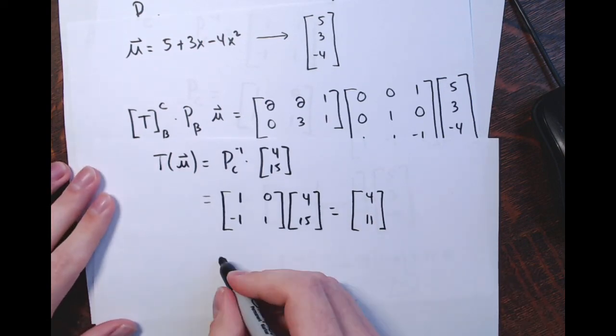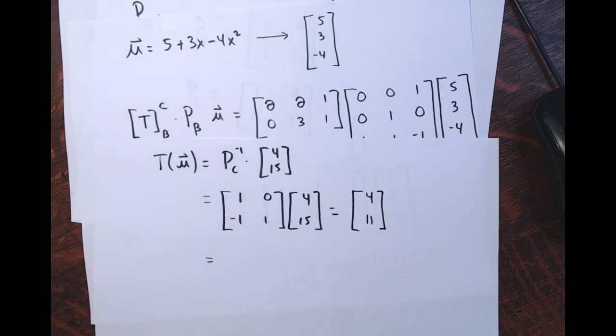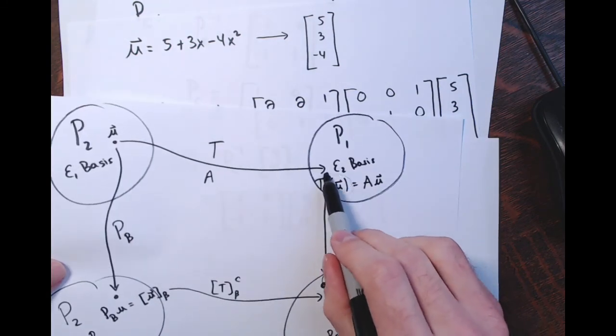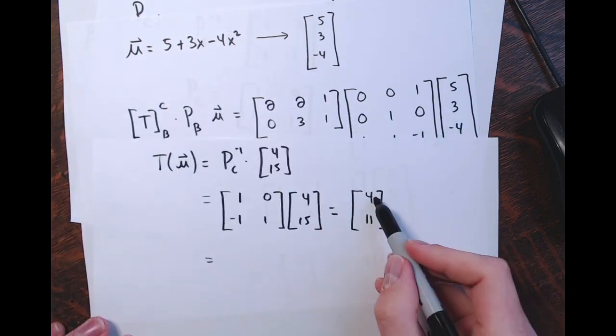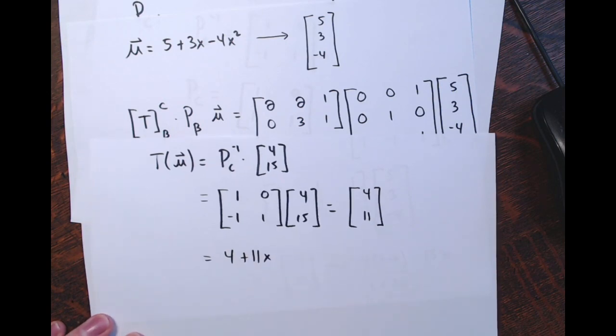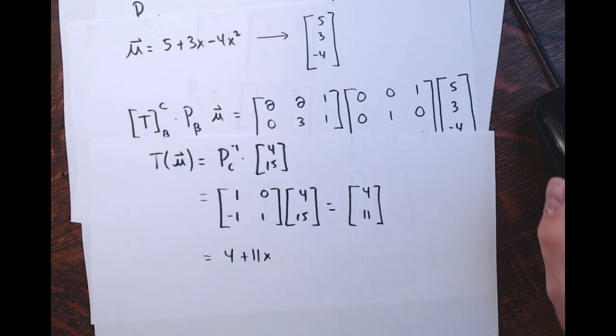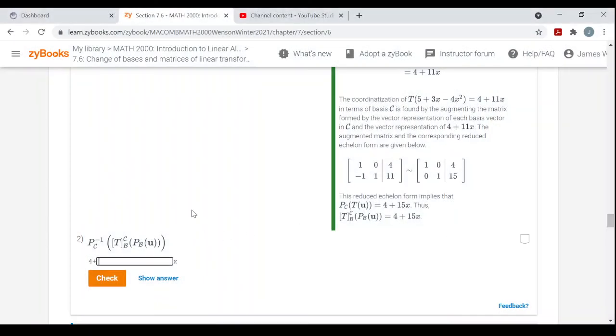All right. And this T of U, this is back on the map. T of U belongs up here. So these should be coordinates in terms of the standard basis, 1 and x. So this is 4 times 1 plus 11 times x. All right. Okay. So back here, this should be just T of U, 4 plus 11. All right. Great.